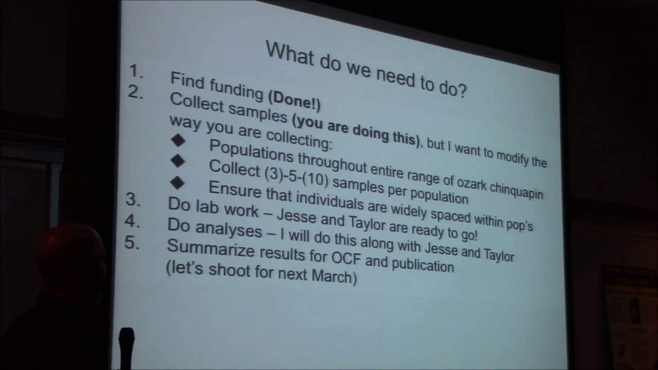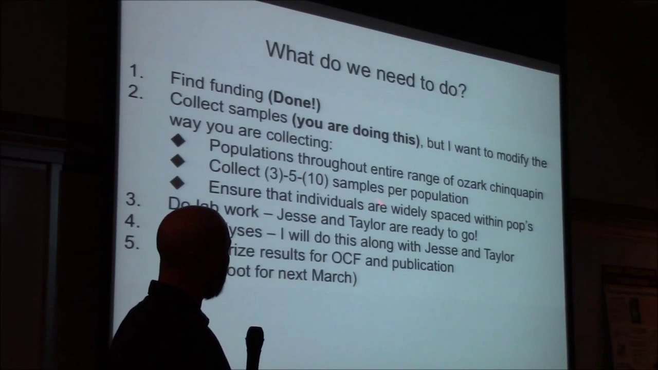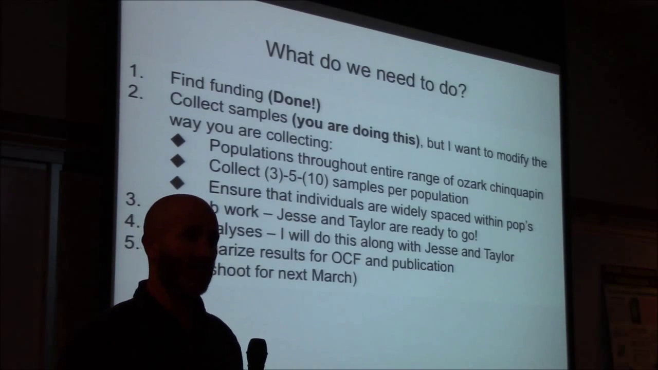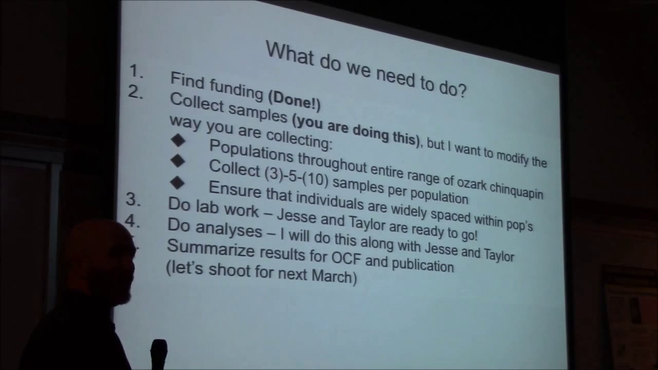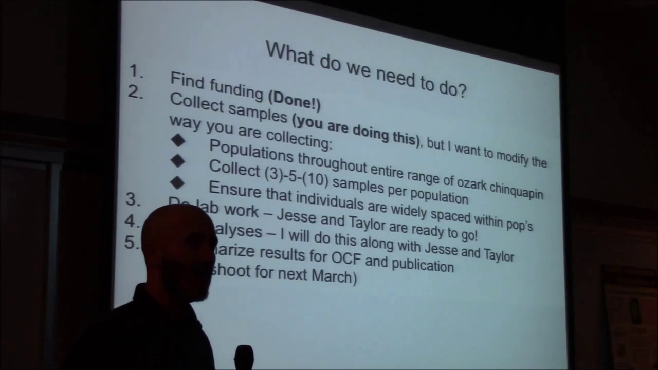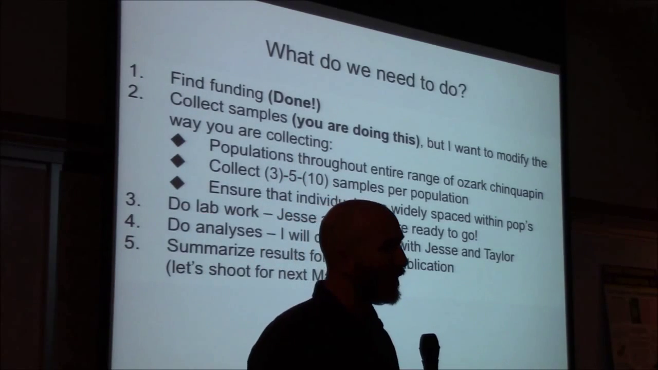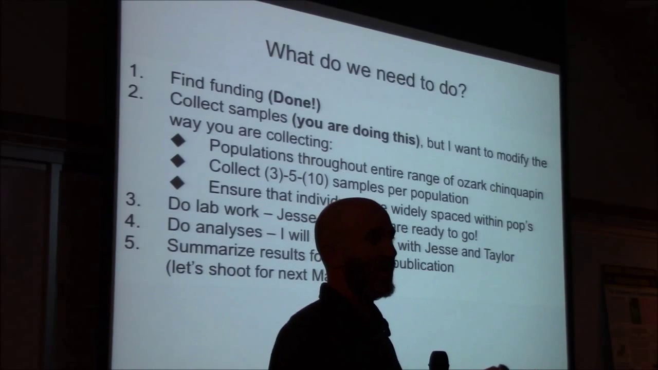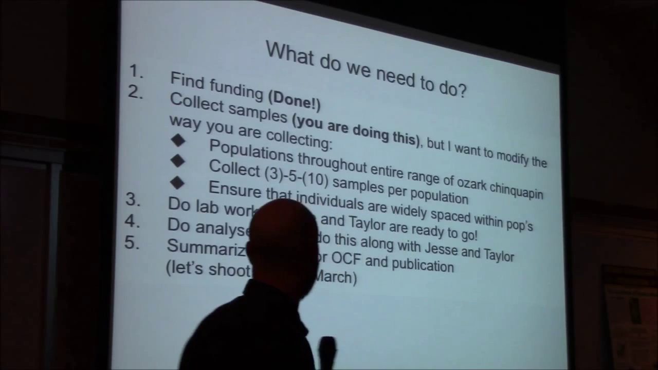What I would like to have are 5 samples per population. Now, some populations might not have 5 individuals. They may only have 1 or 3, and that's okay. But if we can average somewhere between 3 and 10 individuals per population, then we'll be able to get a whole lot more information out of the time that you're spending on the ground and the time that I'm spending in the laboratory.